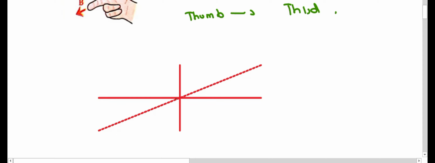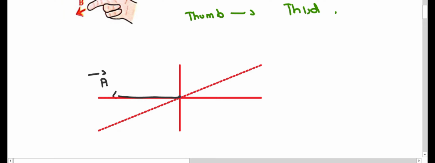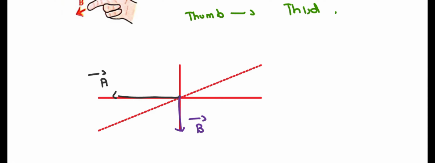let's suppose our first vector is directed along the negative x-axis and the second vector is directed along the negative y-axis. Just pause the video and do it for yourself. Where does the C vector lie? Put your index finger to the left, the negative x-axis, because A is our first vector. Similarly, put your middle finger vertically downward, the negative y-axis, because B is our second vector.